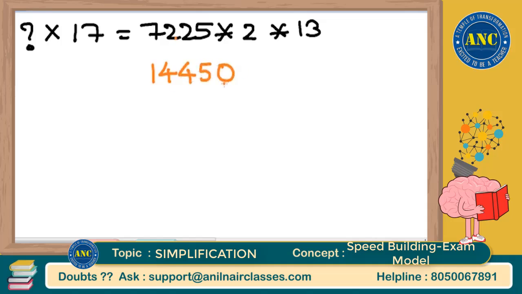14,450 I got. I might get the unit digit 0 here, but the next digit is 5. I will try to convert that also to 0. I hope it is clear. I want this 5 also to be 0, so that I will have 2 zeros, easier to multiply. So that is the reason I multiplied both sides by 2 again.